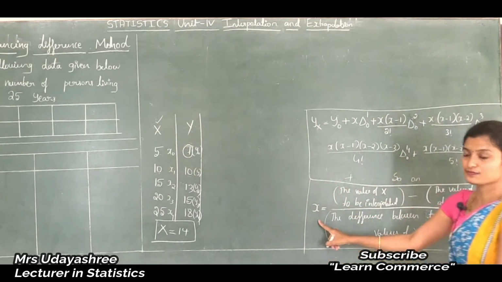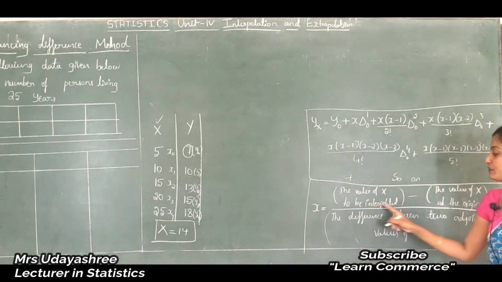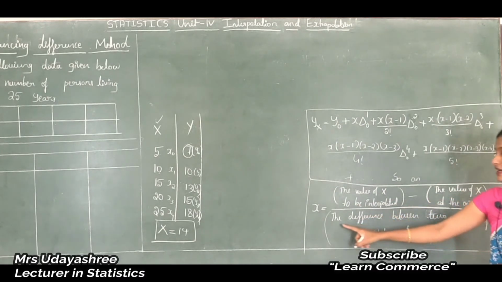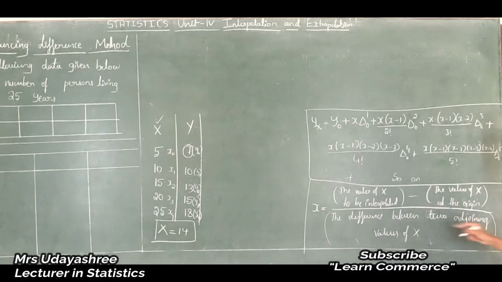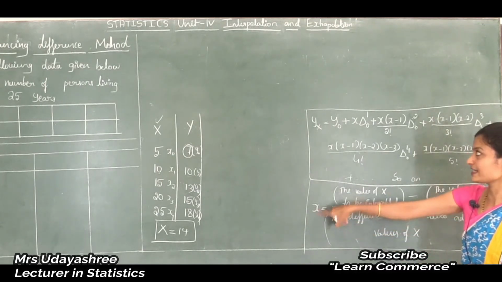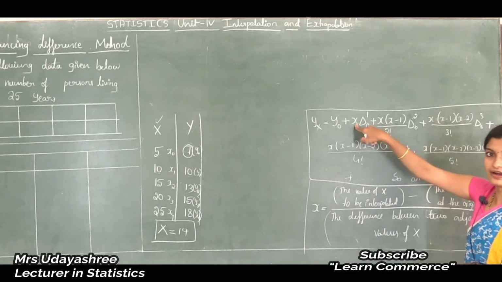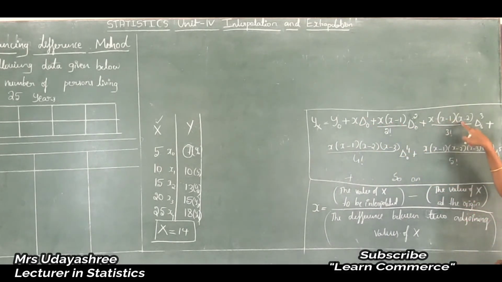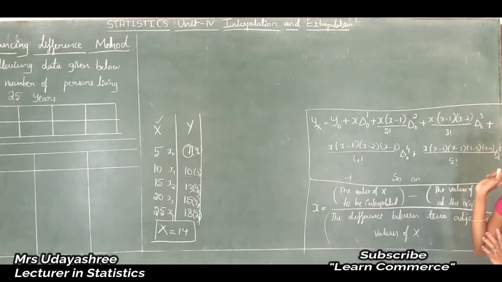So x formula is the value of x to be interpolated minus the value of x at the origin divided by the difference between two adjoining values of x. Okay, this is the formula to calculate x. Once x is found, next we can easily find out x minus 1, x minus 2, x minus 3, x minus 4. Okay, this is all about x.